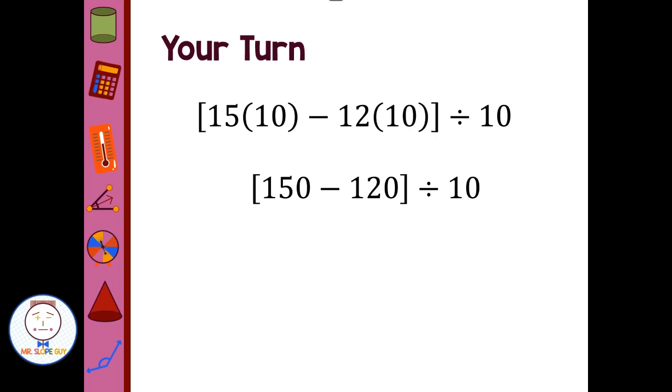So still working with my innermost grouping symbol, I want to take care of everything inside the brackets, working our way outward. 150 minus 120 is 30. And then my last thing is divide. I only have one operation left, so 30 divided by 10 is 3.